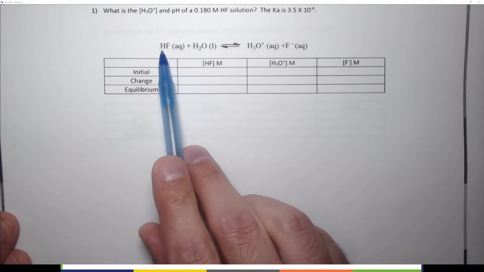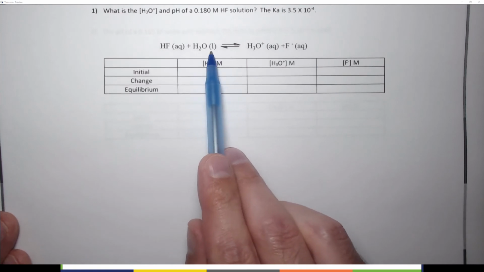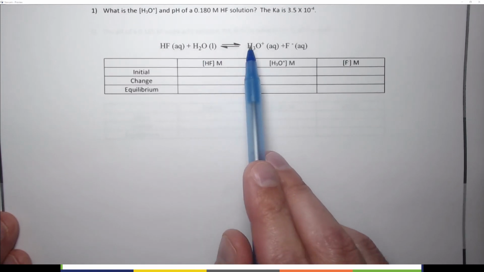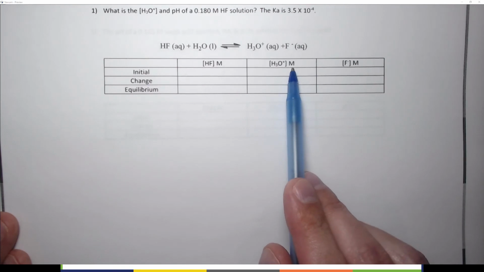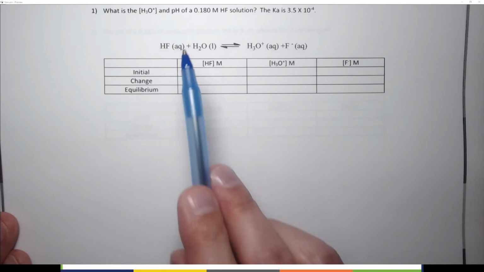And we're going to put in the ICE box everything that goes in the Ka expression. So in this case, we have HF, because it's aqueous. We don't have water because it's a liquid, so we don't put it in the Ka expression, so we don't need to put it in the ICE box. We have H3O+, which is aqueous, so we put it here, and we have F-. And then our Ka is going to be our products over our reactants.